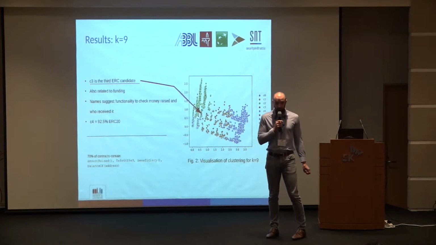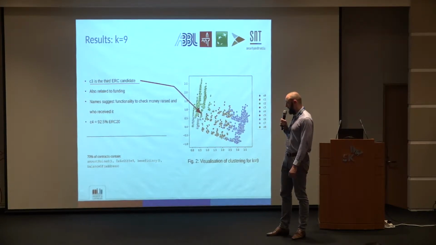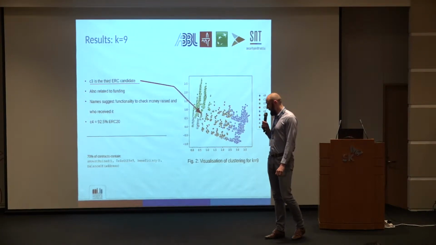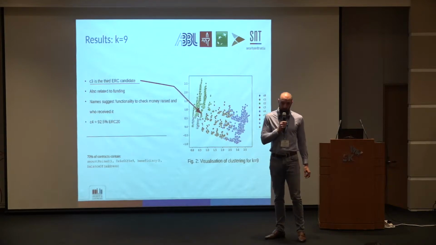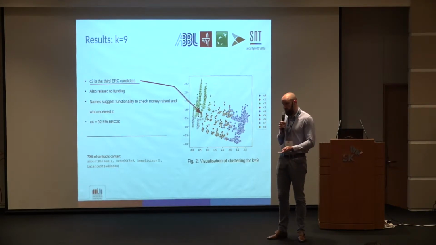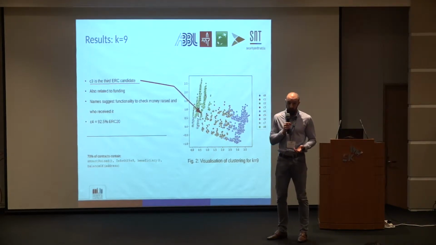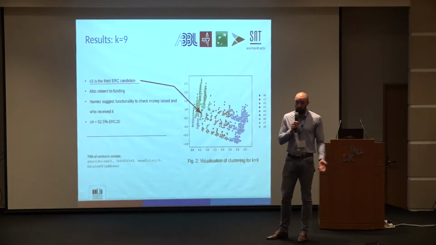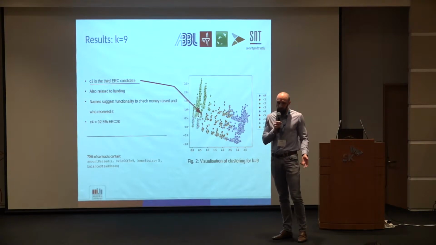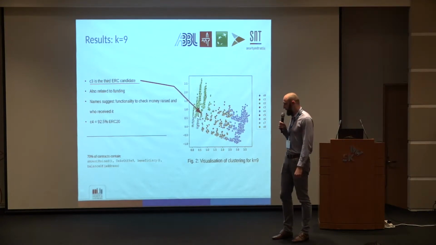Again, we get high ERC accuracy for k equals 9. And the functions at the bottom there suggest that we're looking at how much money is being raised, who's the beneficiary of this money. So again, it's some kind of funding. To me, it looks like possibly charitable cause, but I have no real proof of that, let's say.